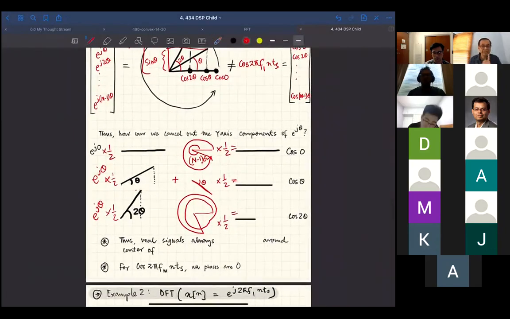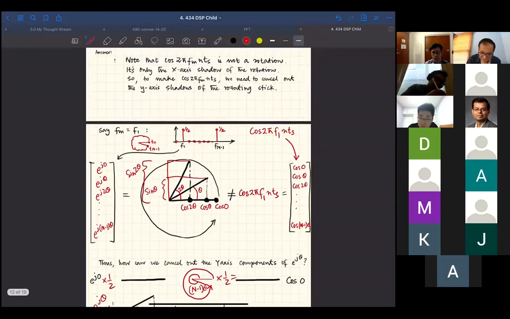Thus, real signals are always symmetric around the center of Fs, that is Fs by 2. Right? Wherever the center is, for every frequency component on the left side, there has to be a corresponding faster frequency component on the right side. Otherwise, for real signals, the complex values on the y-axis won't cancel out.